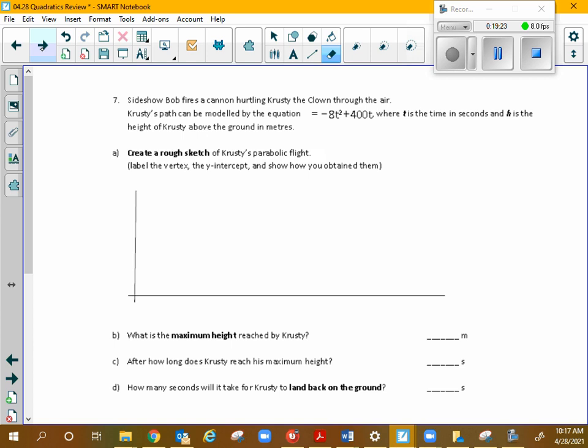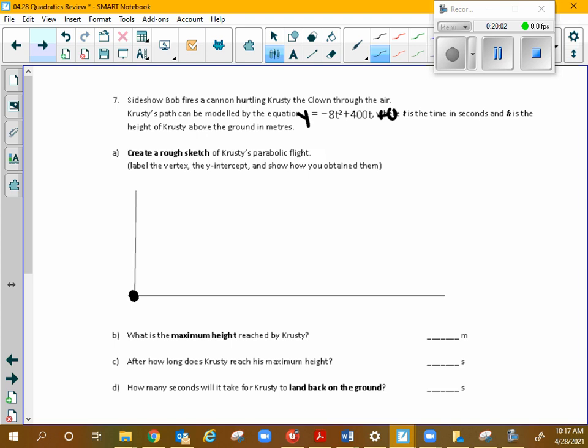Let's talk about number 7, and then I'll let you guys work on that. So number 7, sideshow wildfires, cannon, hurling Krusty the Clown in the air. Krusty's path can be modeled by the equation y equals -8t squared plus 400t, where t is time and h is the height. Create a rough sketch. So looking at the equation, what's my y-intercept? No, that's a t. 0. 0, because it's +0, right? C value. So my y-intercept is 0.